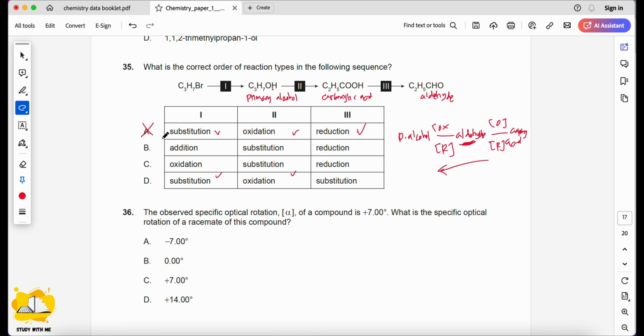The observed specific optical rotation of a compound is +7. What is the specific optical rotation of a racemate of this compound? A racemate is a mixture of equal amounts of enantiomers. Its specific optical rotation is always 0. This is because the rotations of the two enantiomers cancel each other out due to their opposite directions of rotation. Therefore, the answer will be 0.